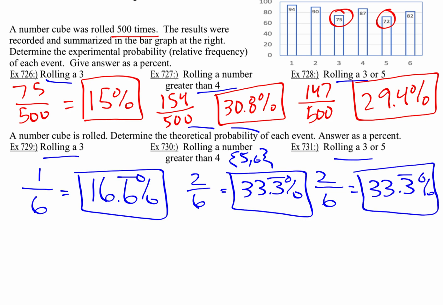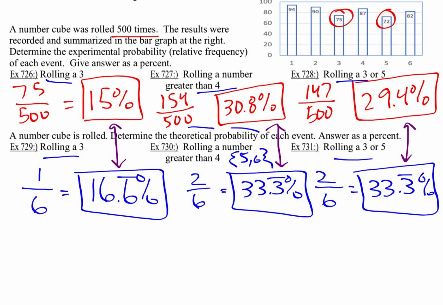Now, as we make comparisons here, on the very first one, a 3 happened slightly less often than we would expect. A number greater than 4 happened less often than we would expect. And rolling a 3 or 5 also happened less often than we would expect. And if you look at the bar graph, it looks like rolling a 1 happened the most frequently. And that happens with random events.